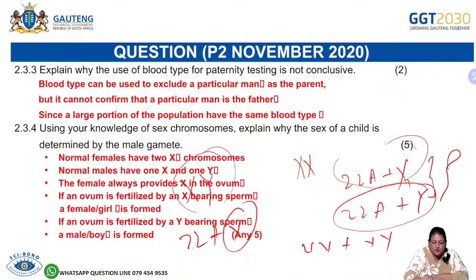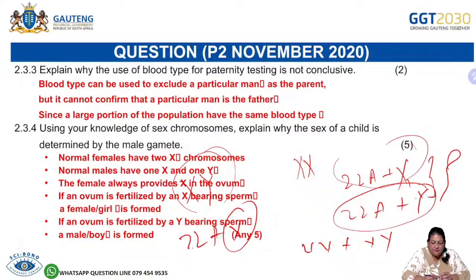Normal females have 2 X chromosomes. Normal males have an X and a Y. The female always provides the X in the ovum. If an ovum is fertilized by an X-bearing sperm, then it's a female child. If an ovum is fertilized by a Y-bearing sperm, then it's a male child.